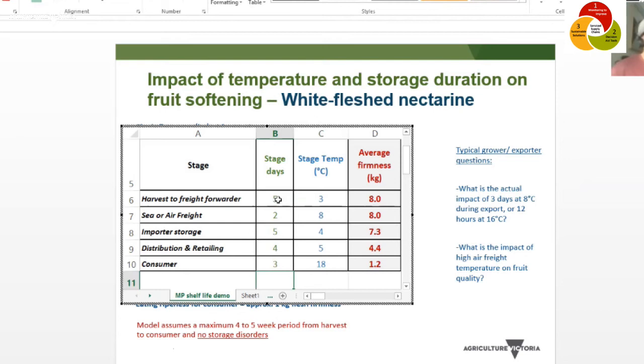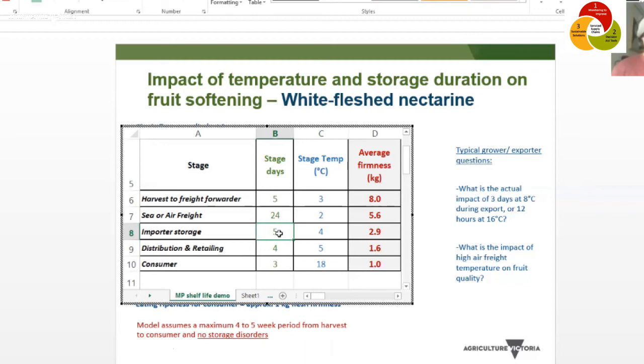We can look at a sea freight scenario where now we've got a temperature of say 2 degrees and let's say 24 days of sea freight. At the end of sea freight it has dropped off, it's still okay, but we're estimating a flesh firmness of 5.6 kilos. And then importer storage, if we keep everything the same, by the time you've gone to distribute to the retailer, you're already down to 1.6 kilos. So you can see that for sea freight with that longer storage duration, you do get an impact on firmness.